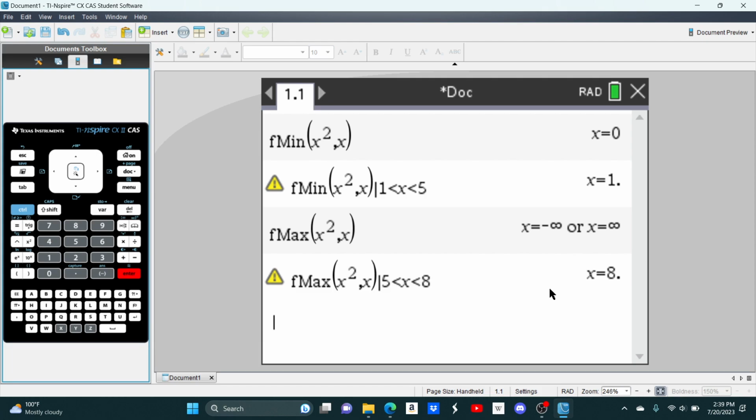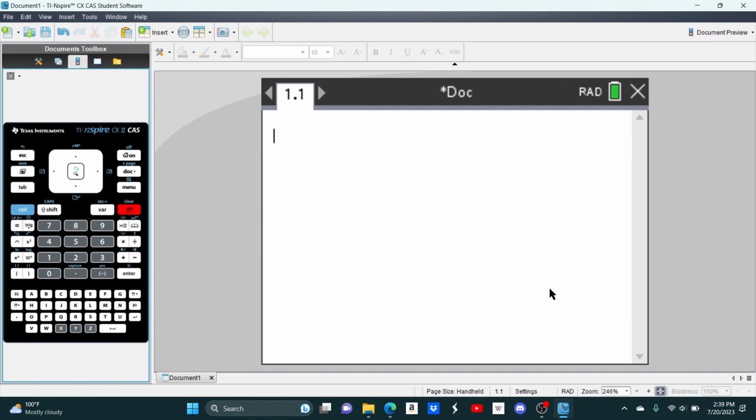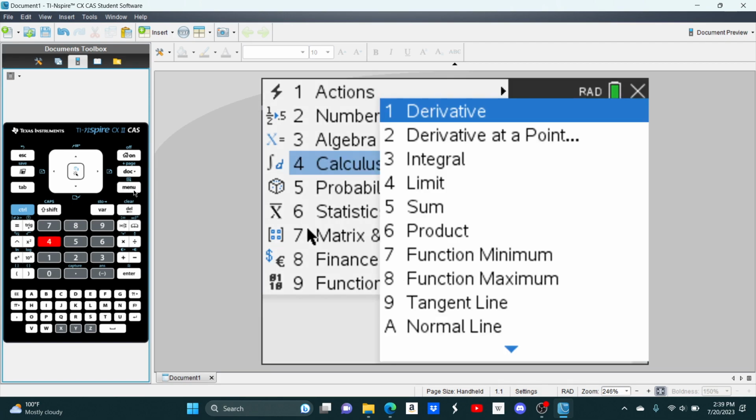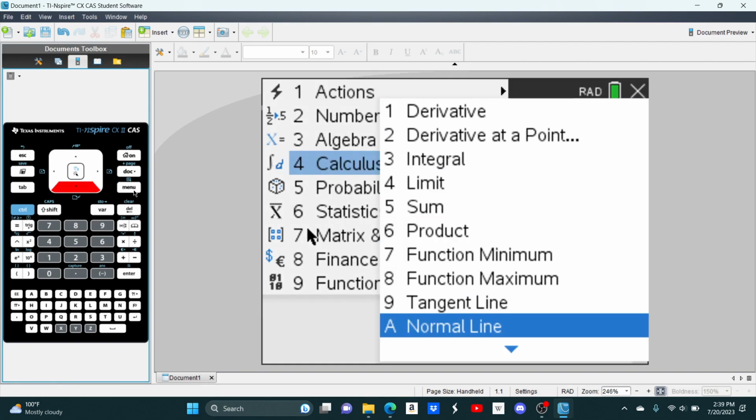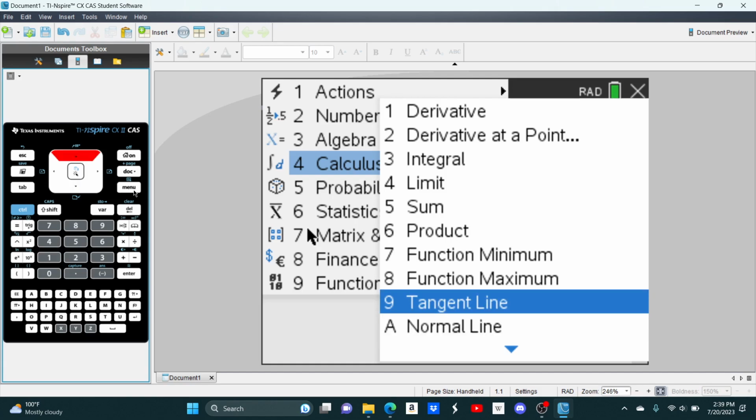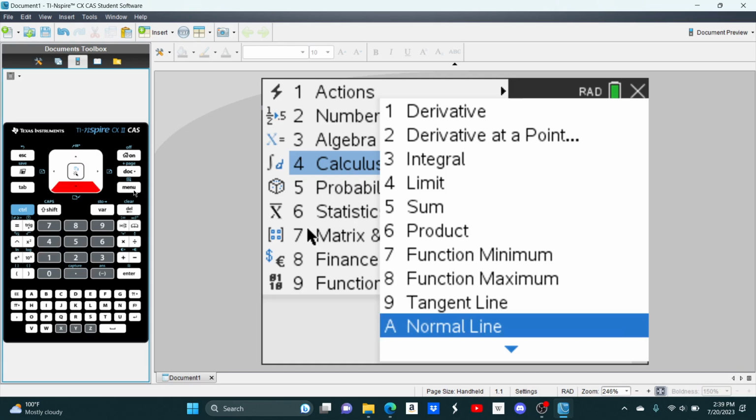Okay, on to the next thing. We do have a way of finding the tangent line and the normal line to an equation at a certain point. You're going to go to calculus once again, and then see number 9 and A. 9 and A are for tangent line and normal line. If you don't know what a normal line is, it's basically a tangent line, except instead of touching at one point and having the parallel slope, the normal line is perpendicular to the equation at that point.